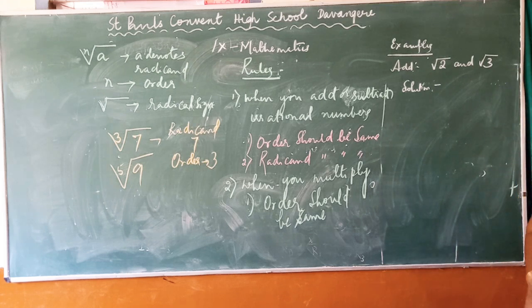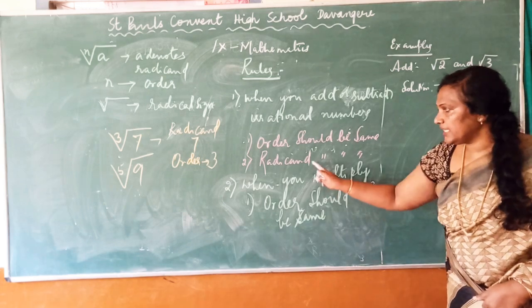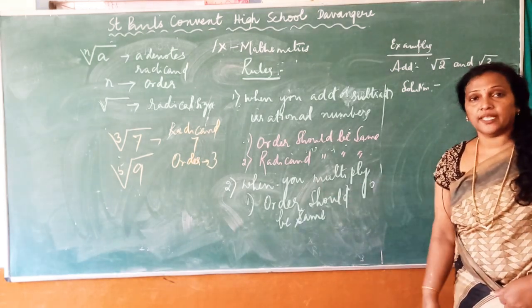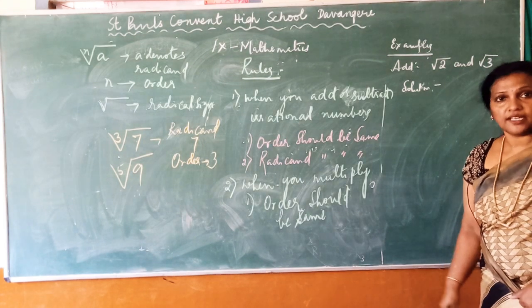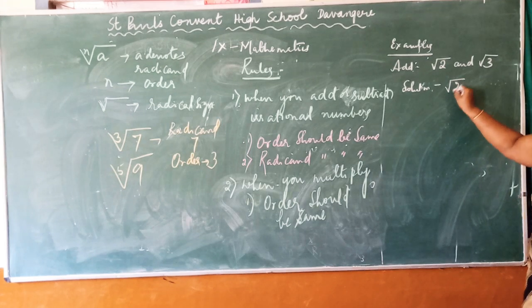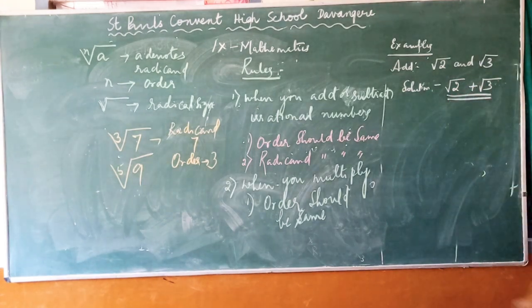To add, first I have to see the order is same. Here the order is 2, here also the order is 2. So order should be same, that is followed. What's the next? Radicand should be same. Is the radicand same here? No. So you cannot add. The answer I am supposed to write is root 2 plus root 3, as it is.